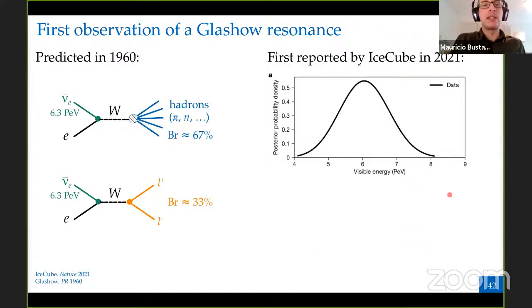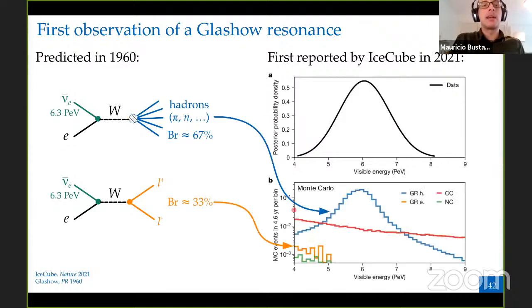So to get a bit more into detail, the reconstructed energy is coincident with what we would expect for the neutrino, 6.3 PeV, in order to make a W boson with the known mass of the W. And when you compare that data to the Monte Carlo predictions, it fits very well with what we would expect to see if this was a shower coming from the decay of the W into hadrons. So this is, as I said, probably one of the last missing pieces of the Standard Model, and it was nice that it was seen in IceCube.